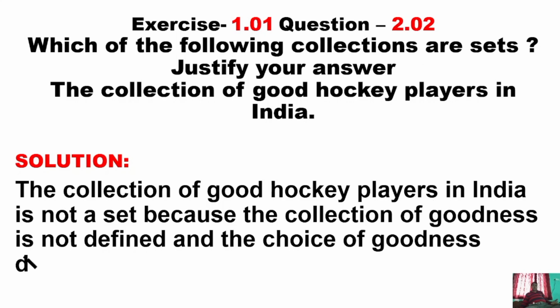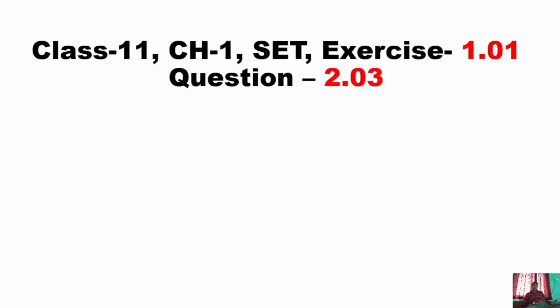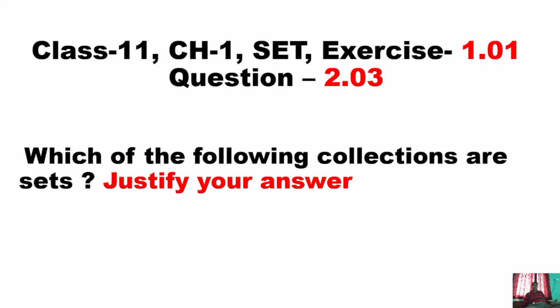And the choice of goodness differs from person to person. So the collection of good hockey players is not well defined. But the collection of hockey players is well defined. So the collection of good hockey players is not a set, but the collection of hockey players is a set. Understood, all of you? Very simple concept. The element must be well defined, a very important concept of the set.